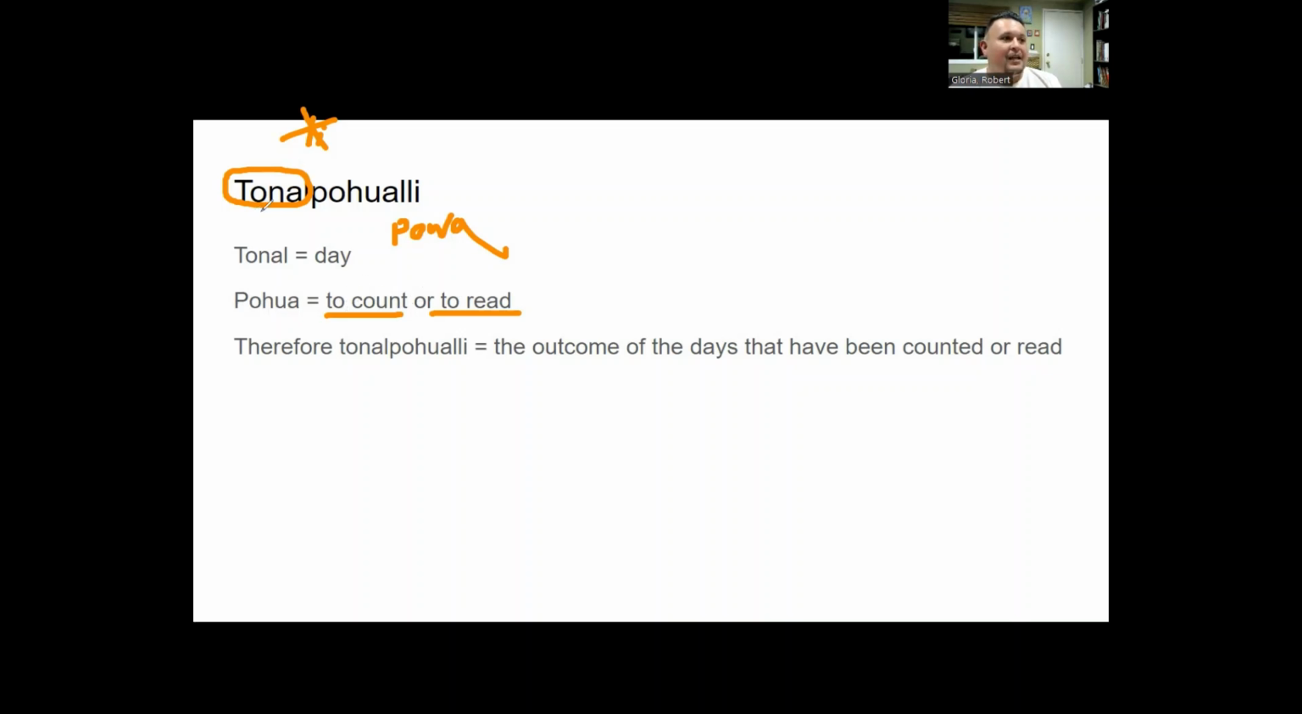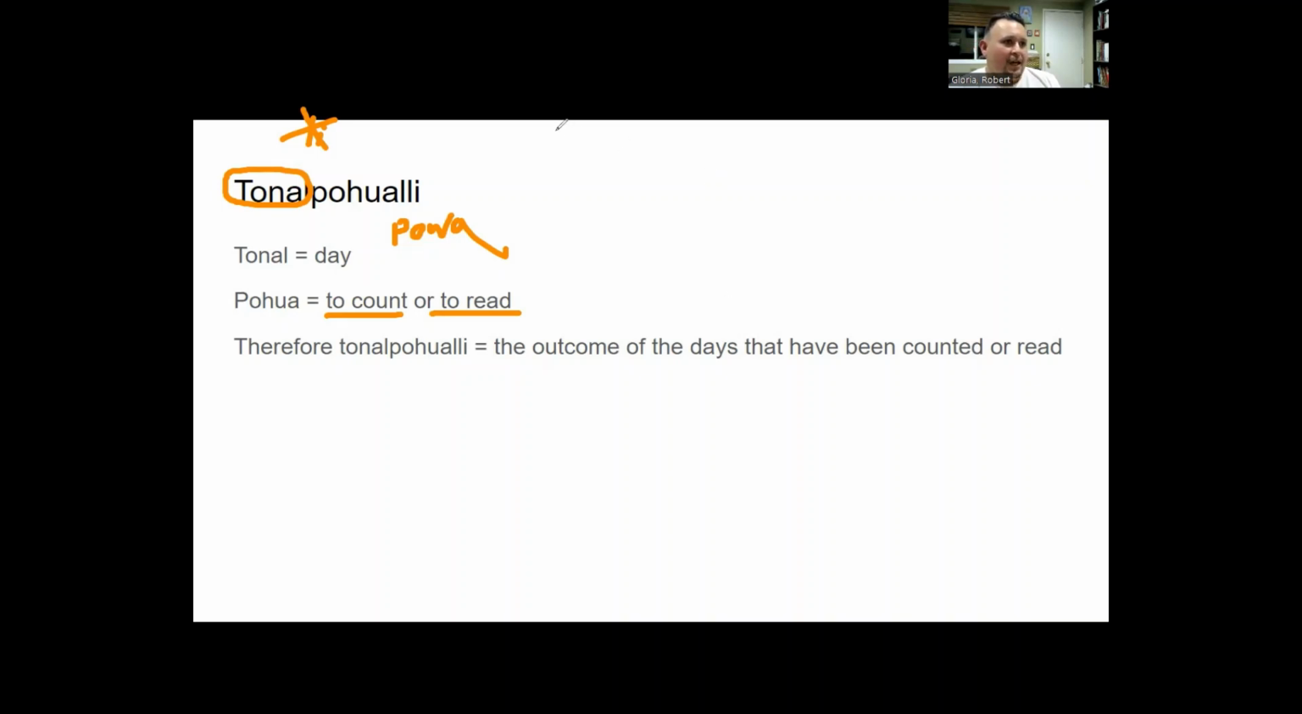So in this case, we're talking about numbers because the tonalpohualli is made up of 260 day signs. And so in this case, it would be more accurate to say the outcome of the days that have been counted. Okay, so once the days have been counted for 260 days, the full cycle, then we know, okay, that is a tonalpohualli, the outcome of counting all of those days. And so that's what that word means, tonalpohualli, the days that have been counted.